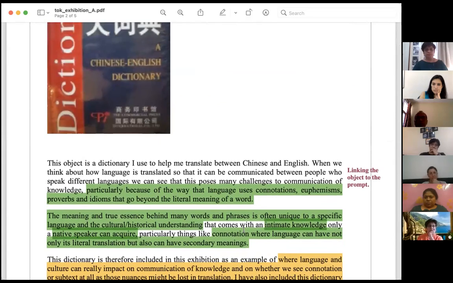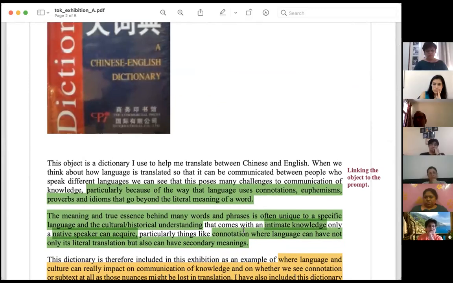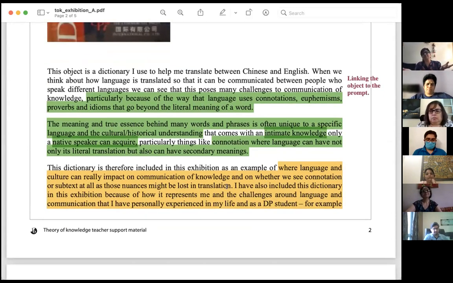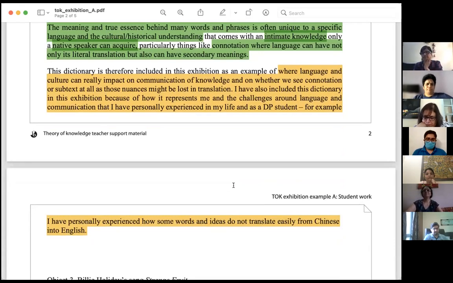Simple, straight, no description of 'I am Chinese and I found it very difficult to study because I would use the dictionary, but the dictionary did not actually give me the real meaning.' Now, many will interpret personal engagement as this. But okay, having said this, where is it linking to the prompt? If you say all this and don't say what the child has said here, again, it becomes a narrative: you will show personal engagement, but you will not show any TOK in it. Any questions on this object 2?